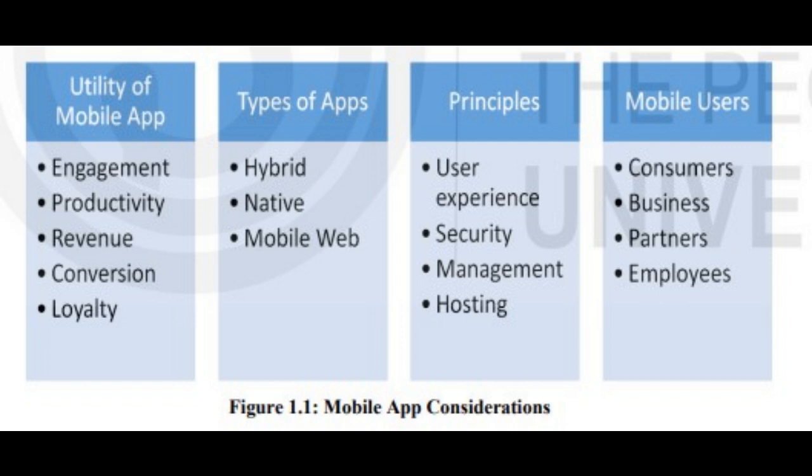1.2 Considerations and challenges for mobile app. The main considerations for mobile apps are given in Figure 1.1. Figure 1.1, Mobile App Considerations. Look at the screen. The main considerations for mobile app design are listed below. Intended utility of the mobile app. Consumer engagement with richer user experience. Productivity through efficient flows. Driving incremental revenue through user stickiness. Customer conversion. User loyalty through targeted and personalized offers.